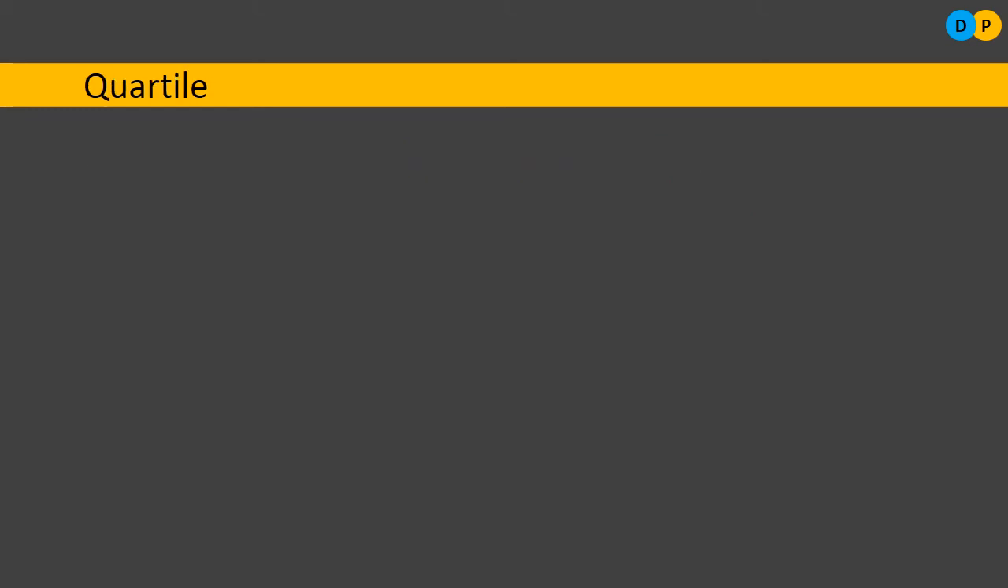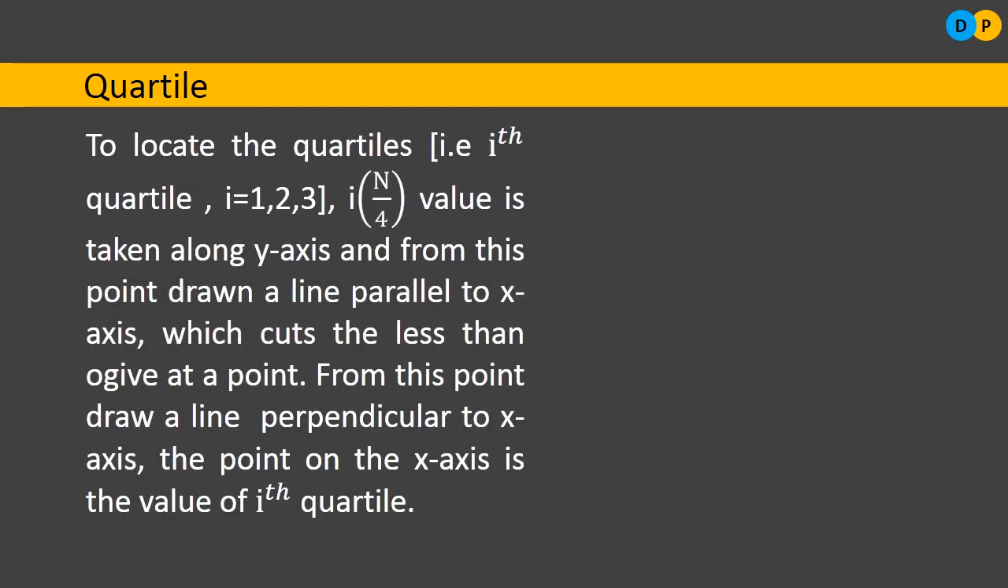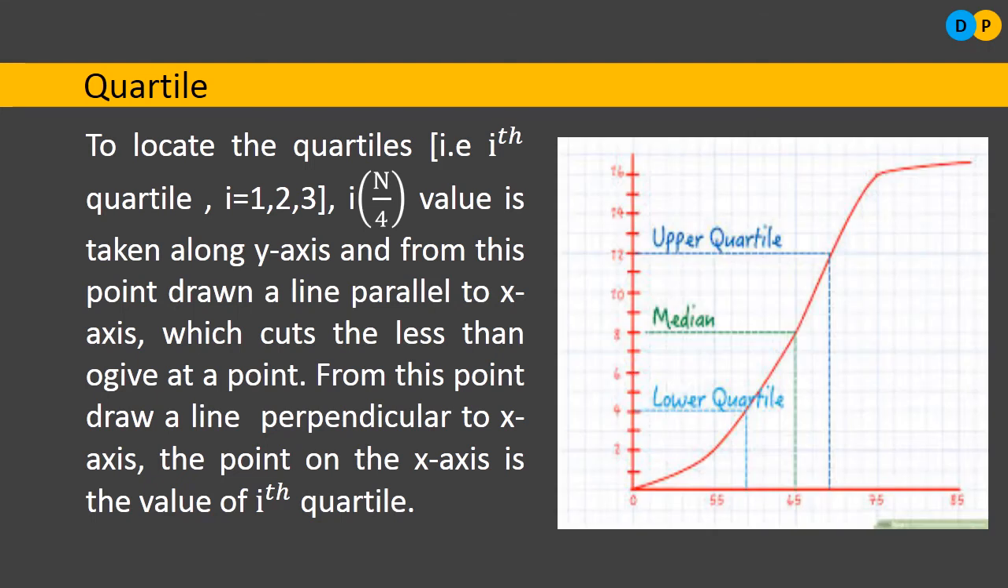The next topic is quartiles. Using the ogives, we can also identify the quartiles. What do you mean by quartile? The entire frequency distribution can be divided into 4 equal parts. In order to divide the entire distribution into 4 equal parts, we'll be considering 3 quartiles: quartile 1, quartile 2, and quartile 3.